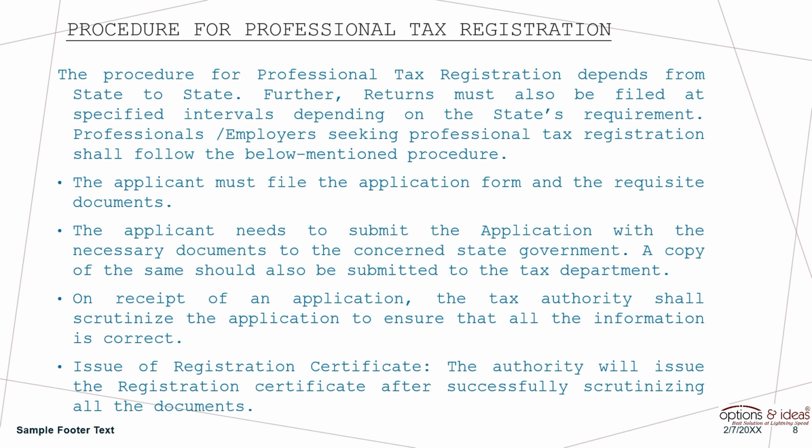The applicant must file the application form and the requisite documents. The applicant needs to submit the application with the necessary documents to the concerned state government. A copy of the same should also be submitted to the tax department. On receipt of an application, the tax authority shall scrutinize the application to ensure that all the information is correct. Issue of registration certificate. The authority will issue the registration certificate after successfully scrutinizing all the documents.